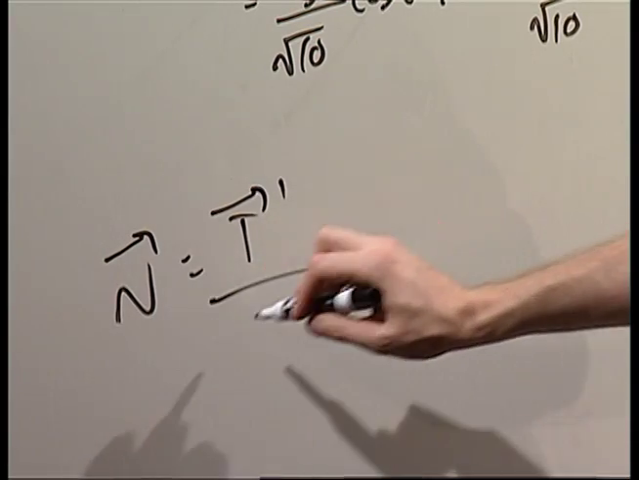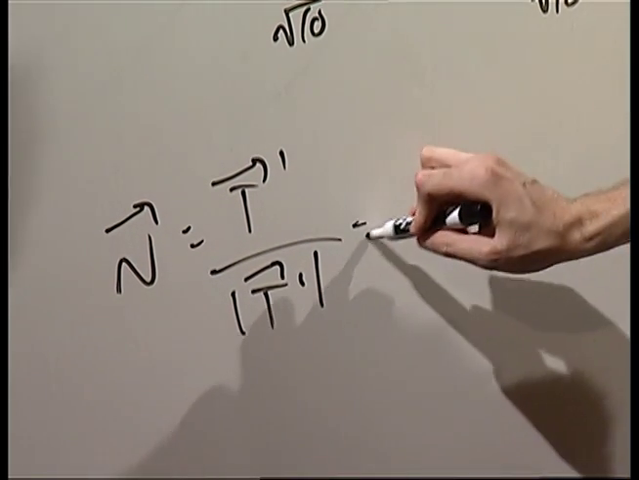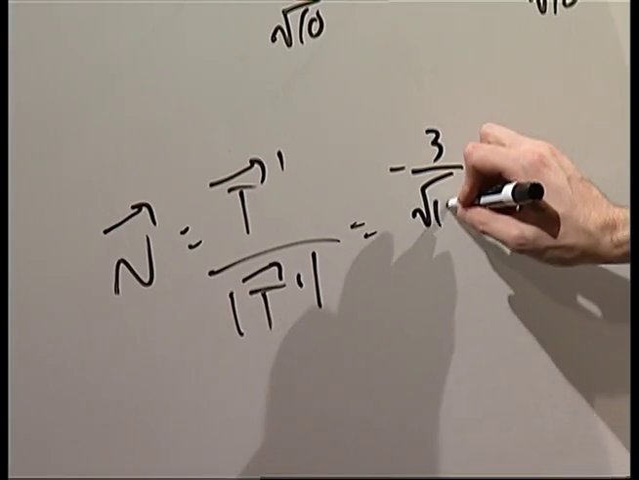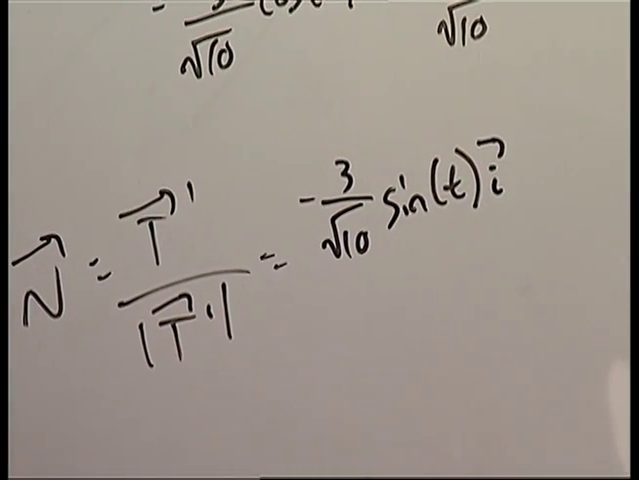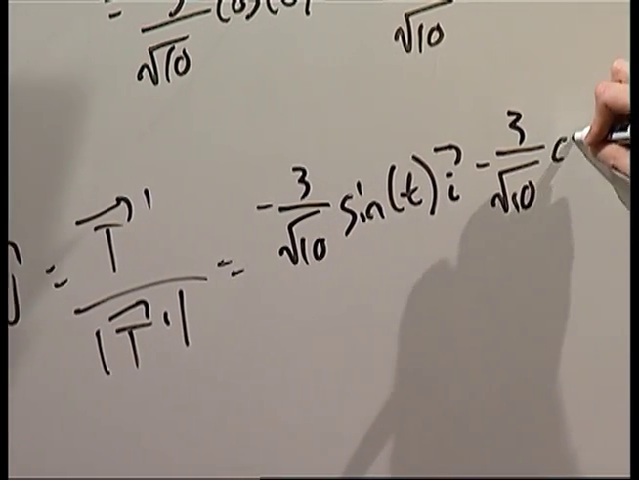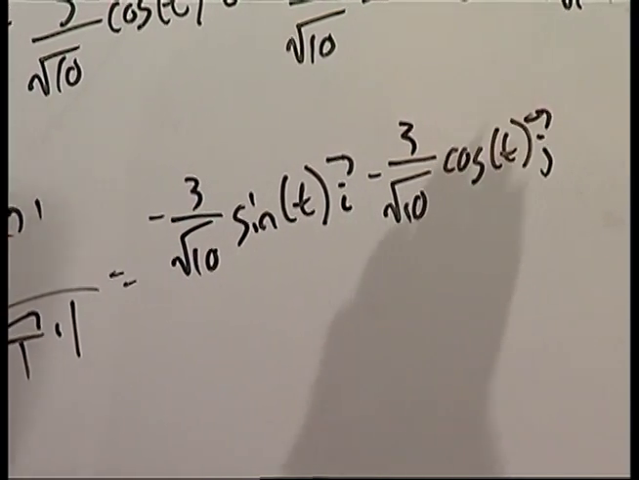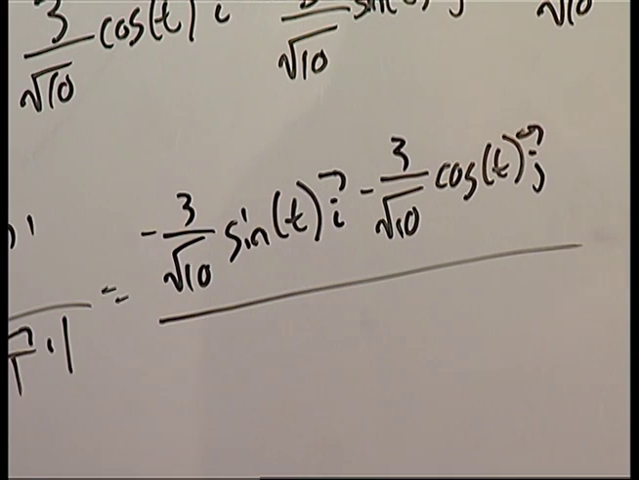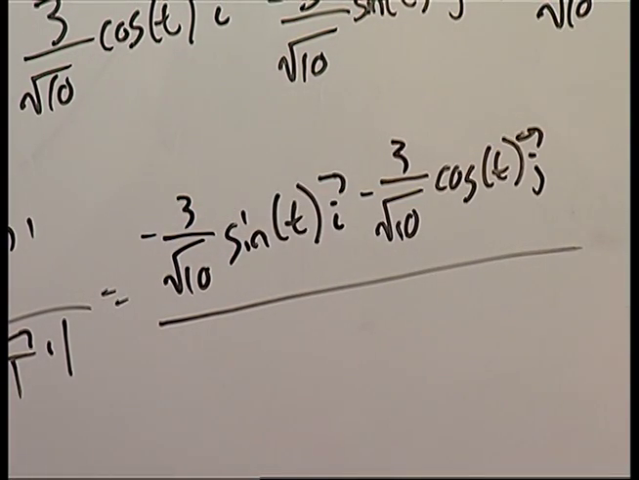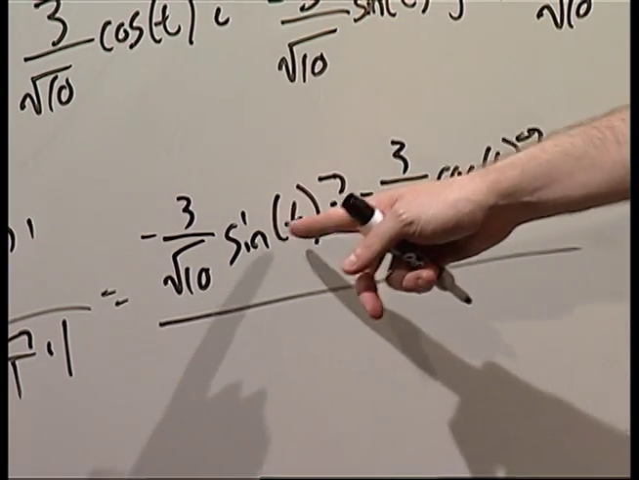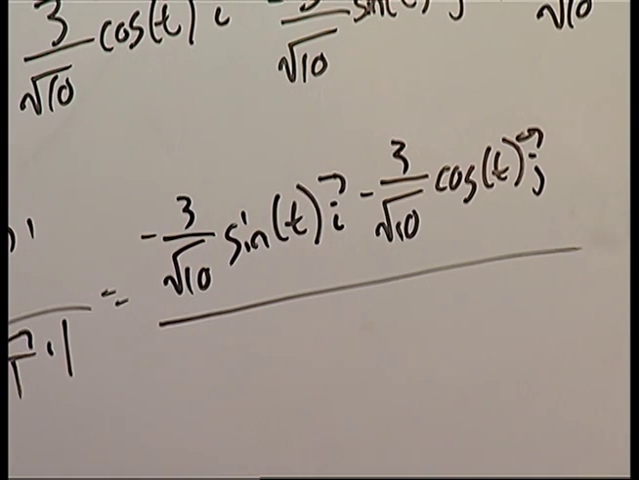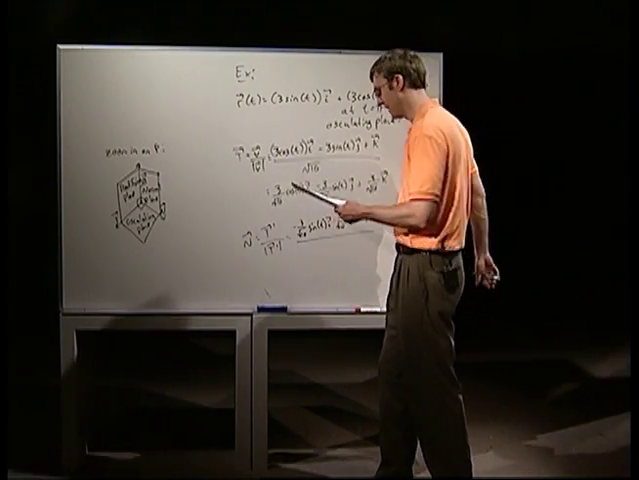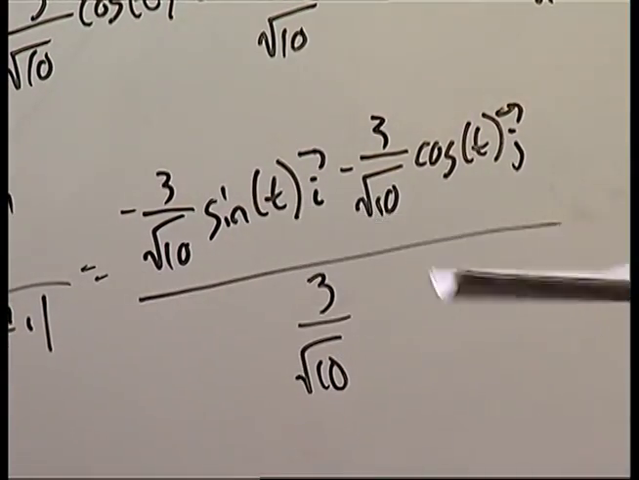N is T prime over the length of T prime. T prime winds up being minus 3 over root 10 sine t i, minus 3 over root 10 cosine t j, and the k term zeroes out. It's a constant, so its derivative is 0. If you look at the length of this thing, this ends up being 9 over 10, and this is also 9 over 10, and then you have a sine squared and a cosine squared term. They don't do anything. So we wind up with square root of 9 over square root of 10, which is 3 over root 10. So the length of this thing is 3 over root 10, which is great because these just cancel out.